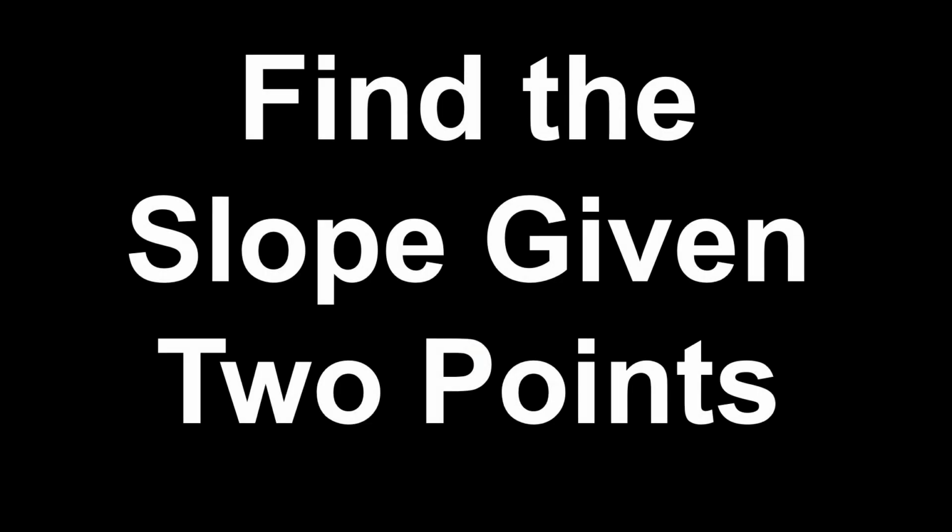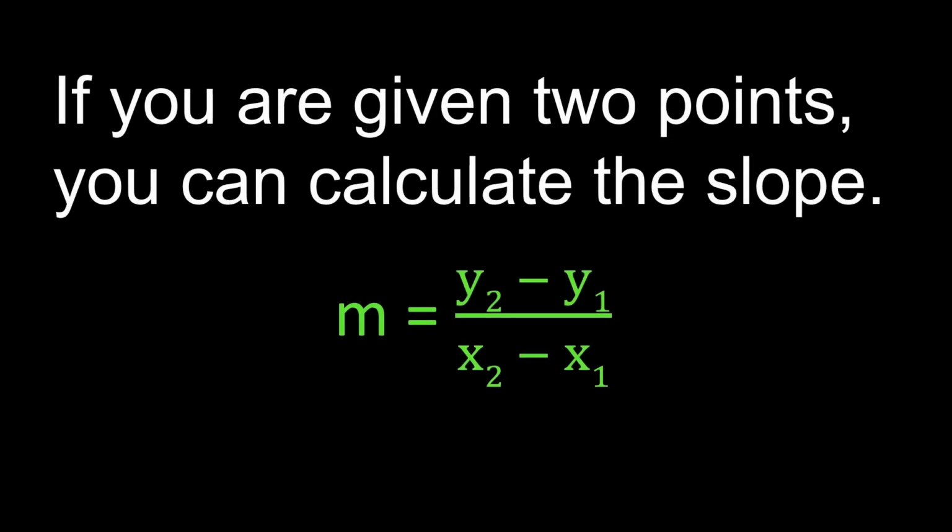In this video, we are going to find the slope of a line when given 2 points. If you're given 2 points, you can calculate the slope using this formula, y2 minus y1 over x2 minus x1. Let's take a look at our examples.